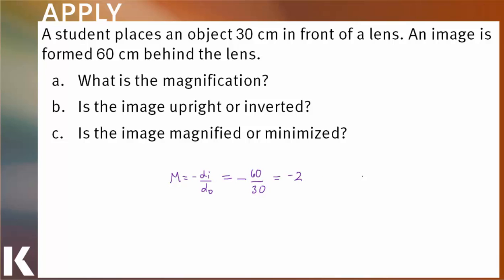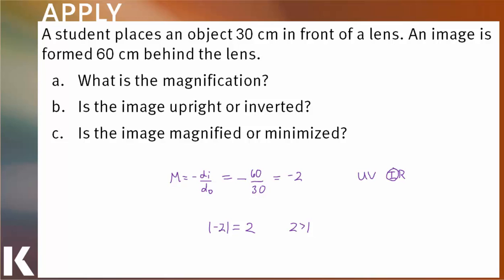For question B, if it's upright or inverted, remember UV and IR, which is a mnemonic that means upright and virtual always go together, and inverted and real always go together. Since it's a real image, it must be inverted. And lastly, if the image is magnified or minimized, remember that comes down to the magnitude of your magnification. The absolute value of negative 2 is a positive 2, which is greater than 1, so that's going to be magnified. It will actually be 2 times the size of your object.